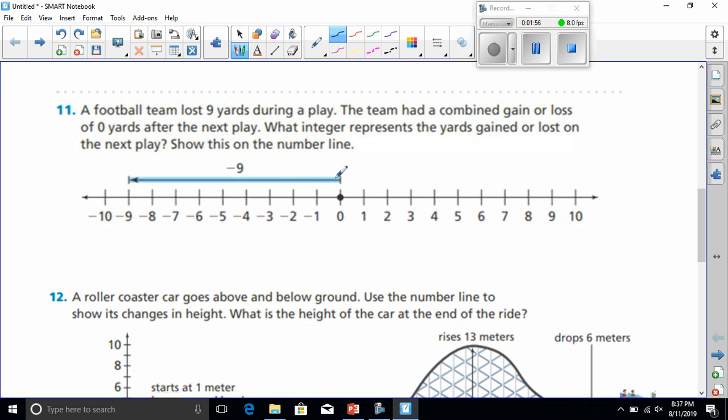What integer represents the yards gained or lost on the next play? Well, it says during that play was 9. If they went to 0, the next play would have been a positive 9. So we're going to go with positive 9 yards. And if we were to show this on the number line, we would have to show it as an arrow going this way, back to 0, positive 9.